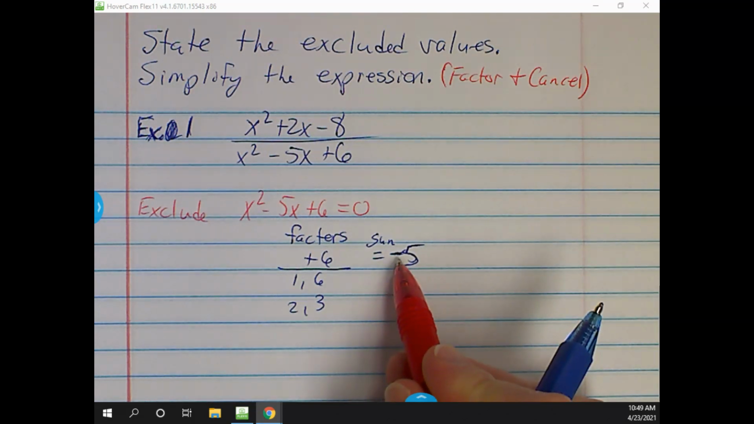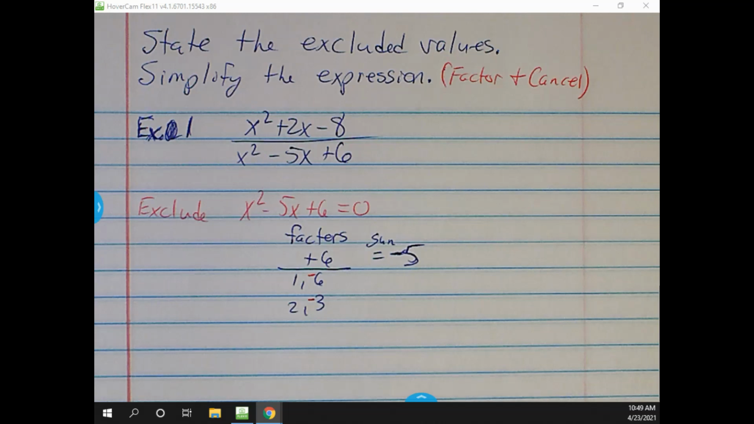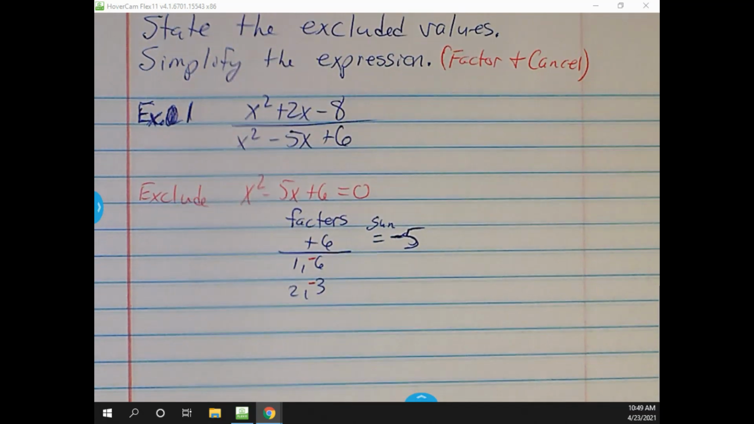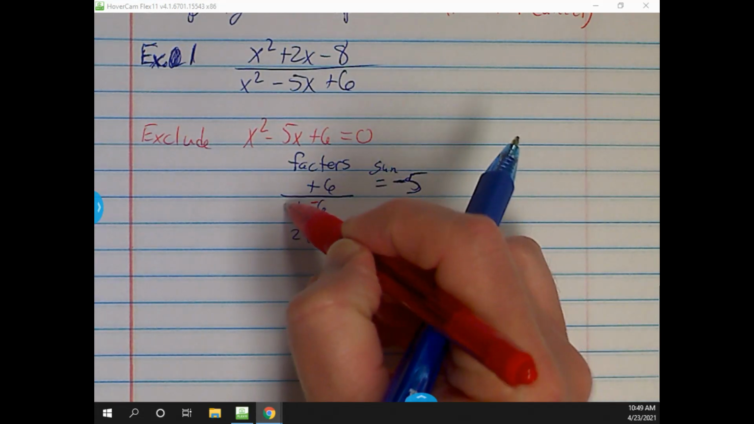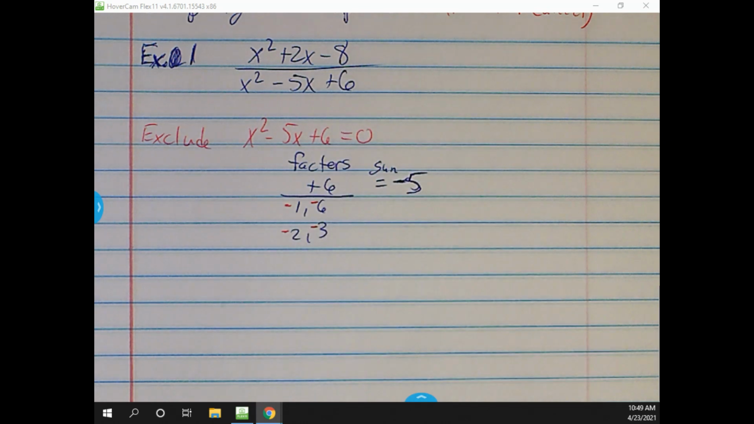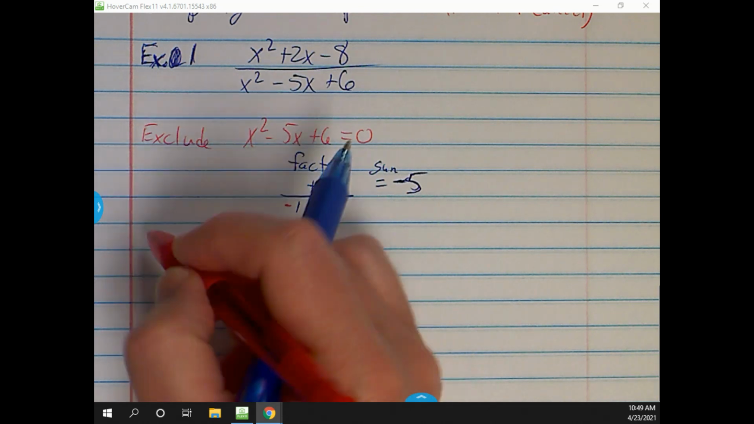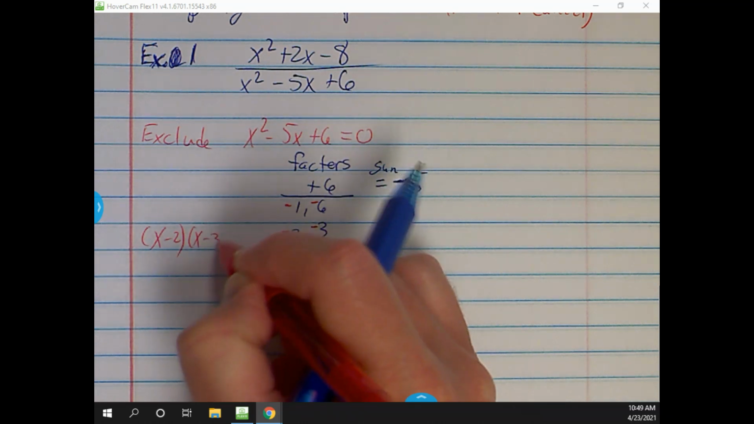For the b term is negative, that means the bigger number has to be negative. And to get the sign of the other number, we're going to do a positive divided by negative. That makes this other number a negative. Okay, so with negative 2 and negative 3, that would get us down to negative 5. So that's going to be the x minus 2 and the x minus 3.